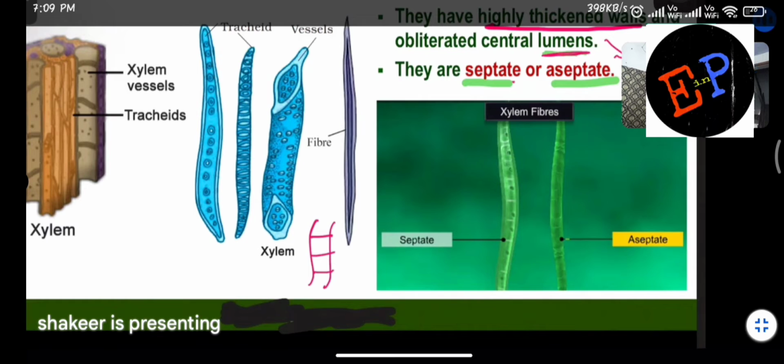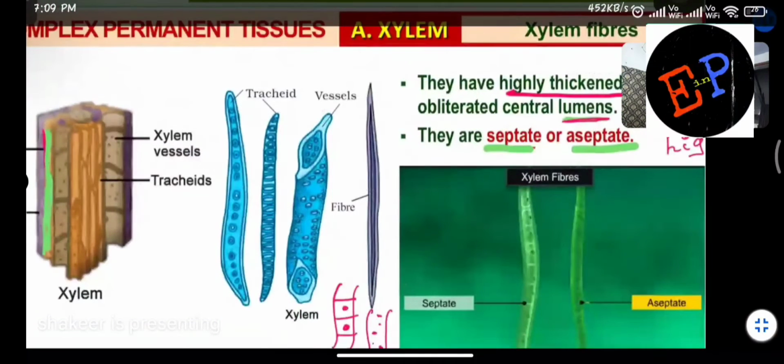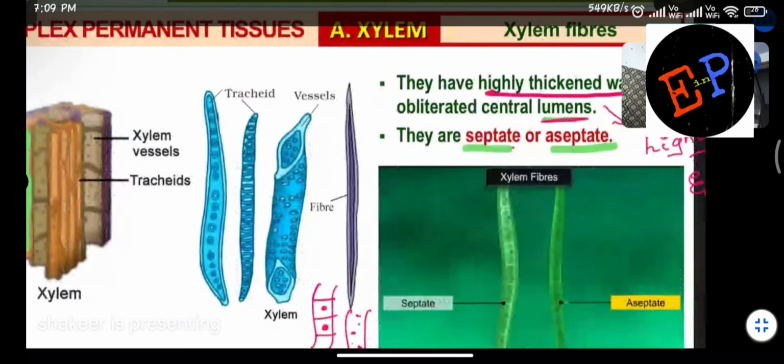Inside these separations you can find a nucleus also. Aseptate means the structure is present like this, with nuclei arranged at different positions without any separations. They are called aseptate. So xylem fibers may be septate, and they may be aseptate also. Because highly thickened walls are present, their lumens are highly compressed. This is called obliterated central lumens.